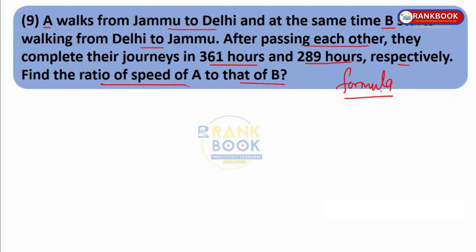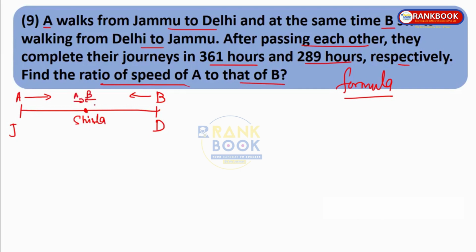There's nothing to it. Let's first explain what's going on over here. Let us assume that there are 2 places, one is Jammu and one is Delhi. Now A starts moving from here and B starts moving from here at the same time. B is going to Jammu, A is going to Delhi. Now let us assume that they both meet at some point over here. Let that point be, say, Shimla. A and B meet each other at Shimla.